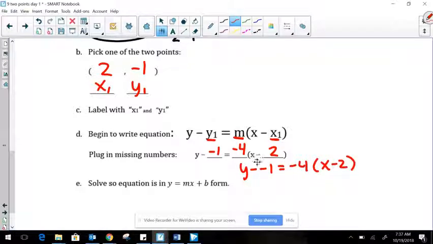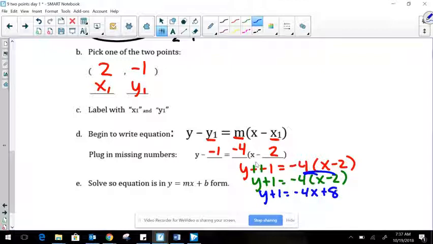Whenever you have two negative signs right in a row, they're touching, that becomes a plus sign. So let's change that to a plus. So I have y plus 1 is equal to negative 4 times x minus 2. Okay, then I'm going to distribute. So I have y plus 1 is equal to negative 4x plus 8. Make sure it's negative 4 times x. Negative 4 times negative 2 is a positive 8. Watch those negatives.